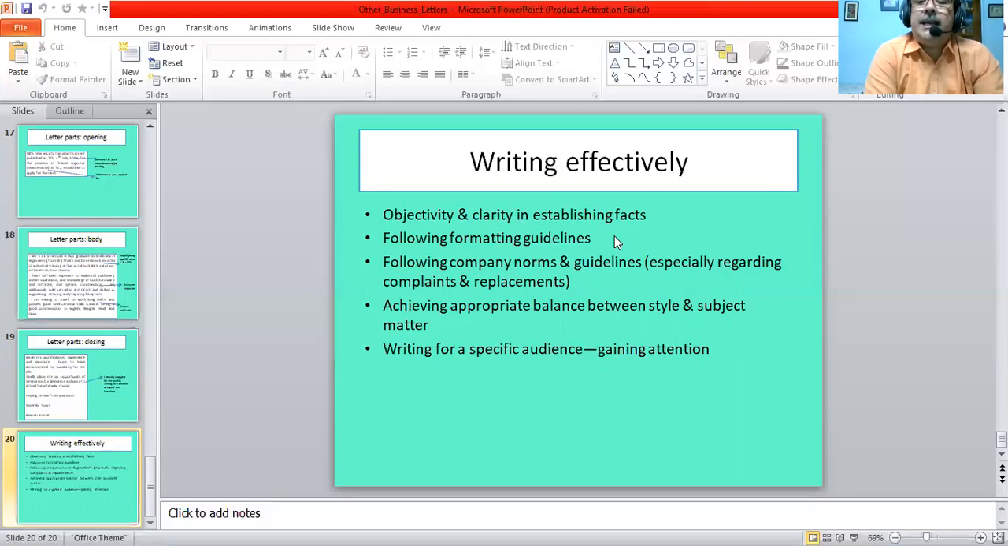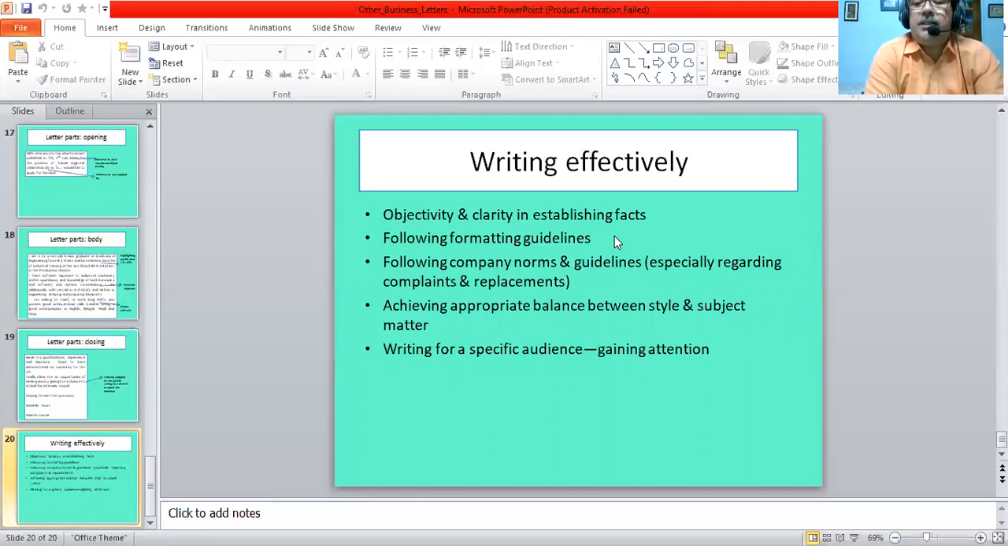Always remember that these kinds of letters are written for a specific audience, and the aim is to gain attention from a mass of other letters, a plethora of other letters and emails from the other side. So you need to use attention grabbing tactics in a proper way.